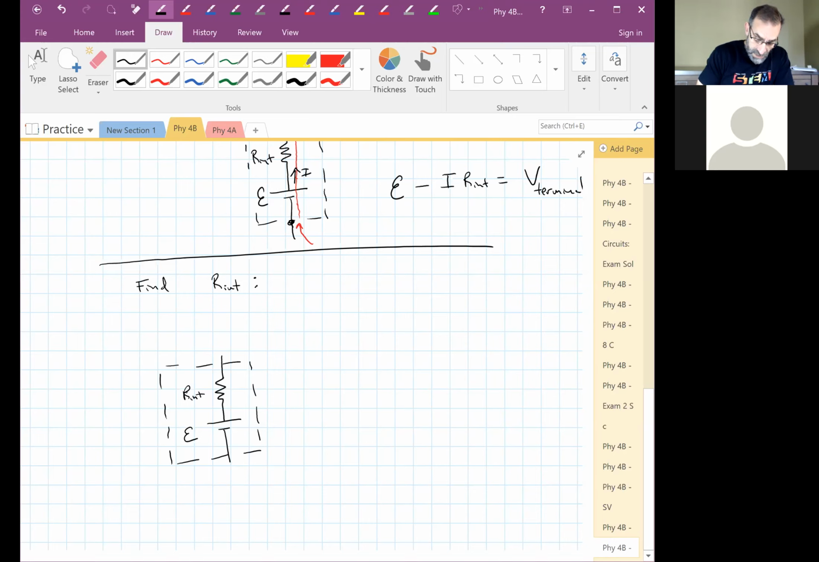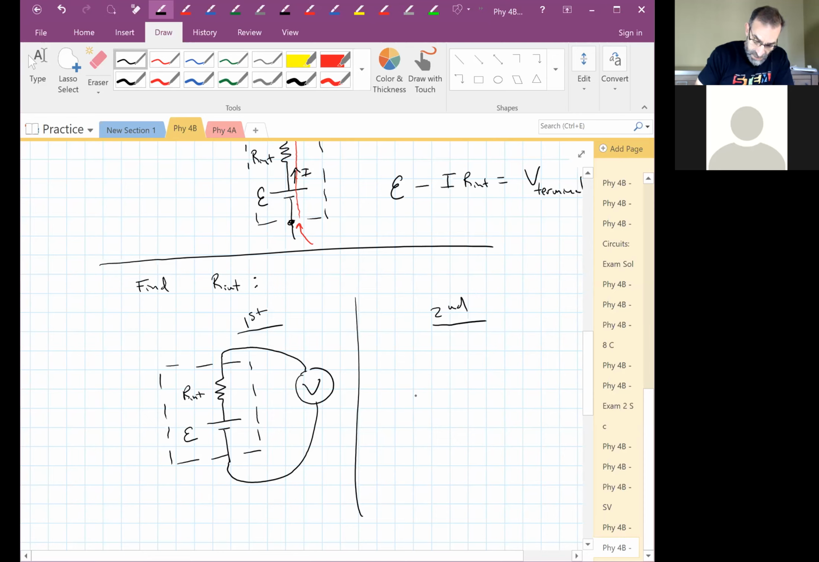So what did we do? First thing we did, we took our voltmeter and we hooked it up like that. And then the second thing we did, we hooked up a resistor.